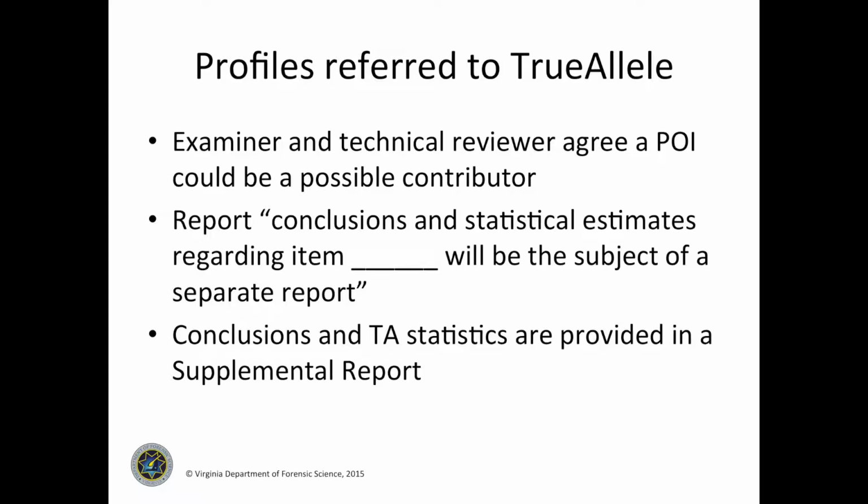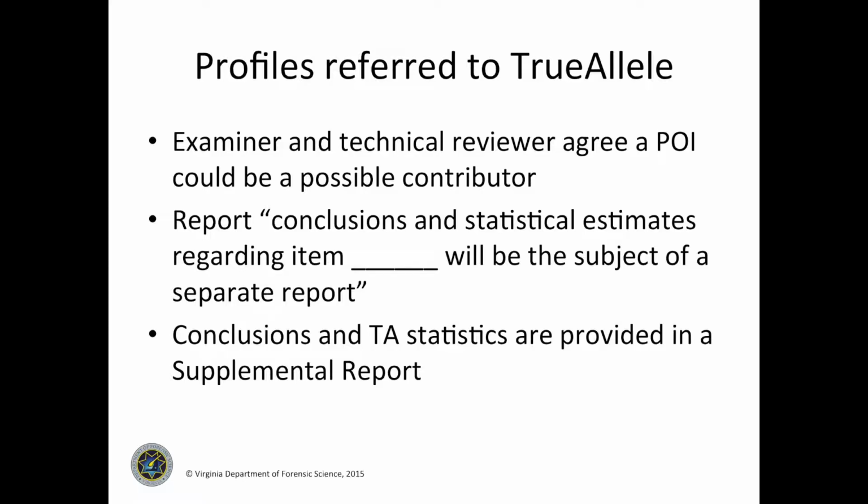So if we have a victim being raped by 2 different individuals, we may get 2 different mixture profiles from that case because it's per person and per charge. So the bench examiner will report that conclusions and statistics associated with John Smith are the subject of a separate report, and then the TrueAllele team will take it from there and do the TrueAllele analysis and issue a supplemental report which contains both the conclusions that he could not be eliminated and the associated statistics.